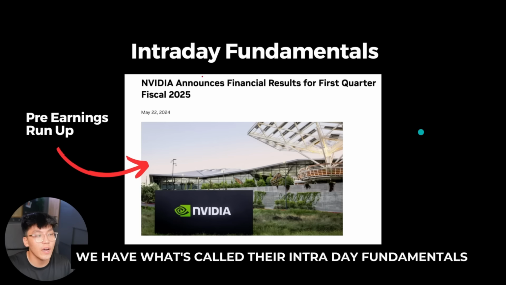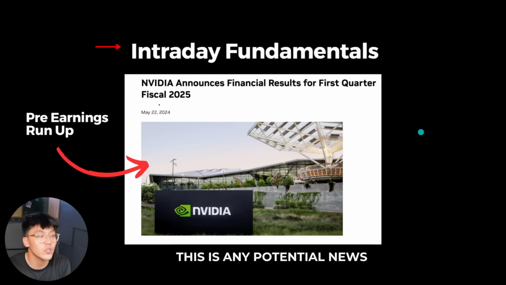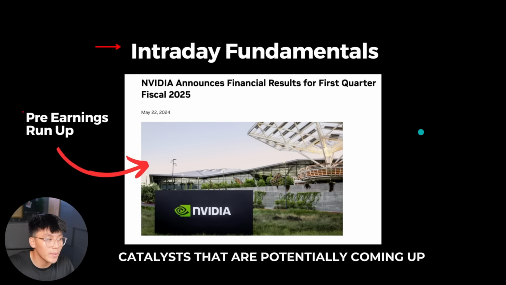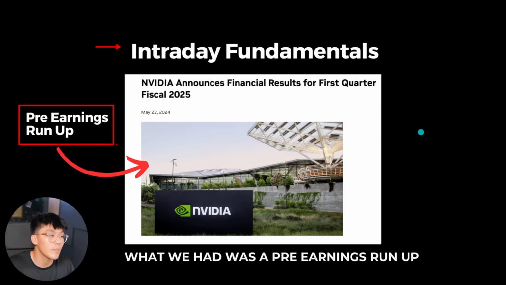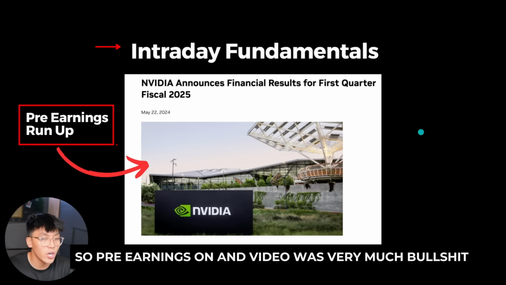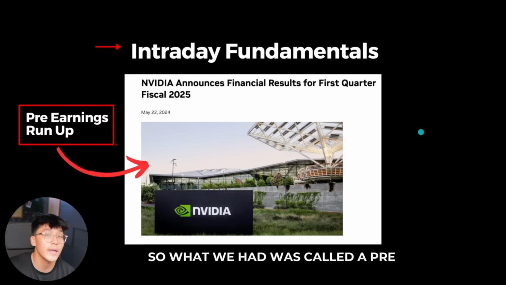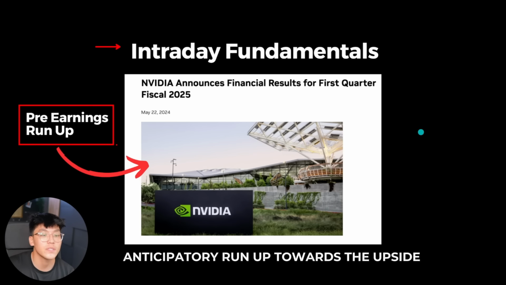So what's next? We have what's called our intraday fundamentals. This is any potential news. Do we have earnings or major news catalysts that are potentially coming up? As you can see right here, what we had was a pre-earnings run-up. So pre-earnings on Nvidia was very much bullish. The higher time frame was bullish. Everyone was bullish coming into earnings. So what we had was called a pre-anticipatory run-up towards the upside.